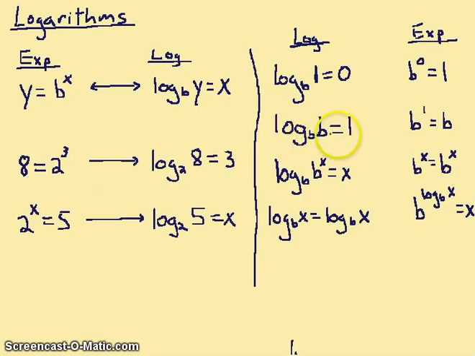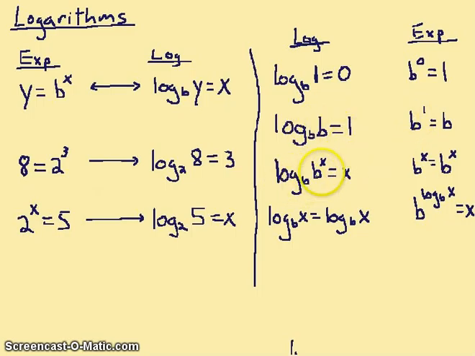It may not be obvious in log form, but if I change that to exponential form, this b raised to that power of 1 is going to be the b inside the log. So we just get b to the 1 equals b. And in exponential form, that definitely makes sense. So again, these are equivalent statements, just different forms, exponential form and log form.